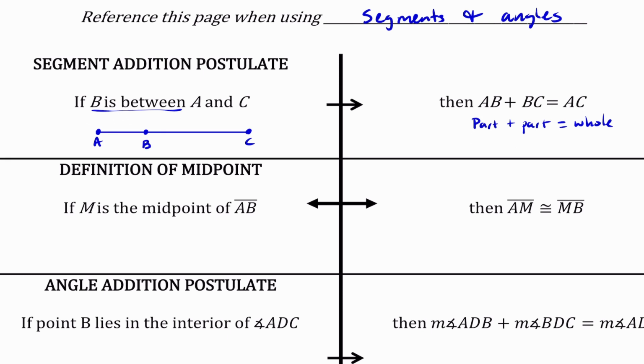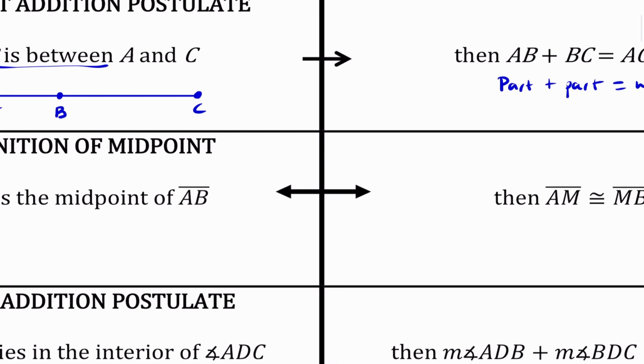Here, we're going to go ahead and talk about the definition of midpoint, and this does involve segments. So if M is the midpoint of segment AB, then segment AM is congruent to segment MB. And notice that you have these arrows going both ways because it's not going in one direction. It's not strictly if-then. It actually goes both ways. You can say if segment AM is congruent to segment MB, then M is the midpoint of segment AB. So this is a biconditional.